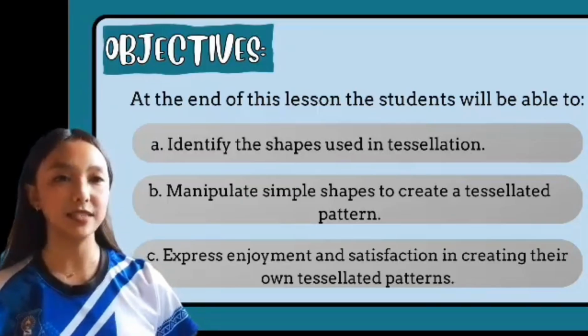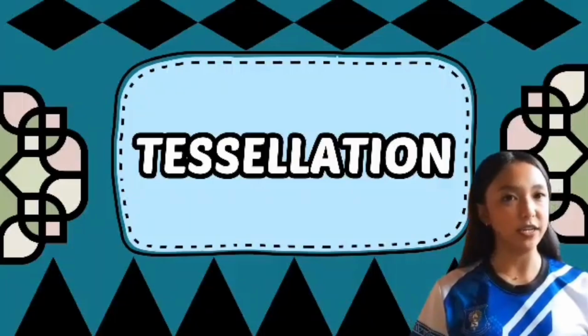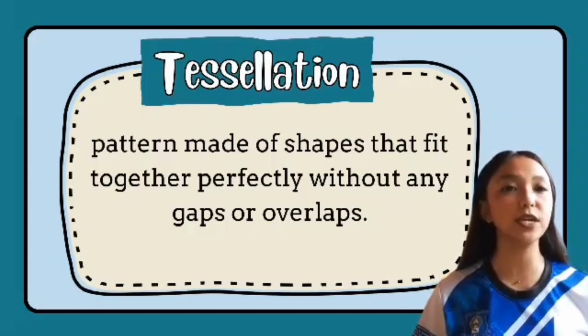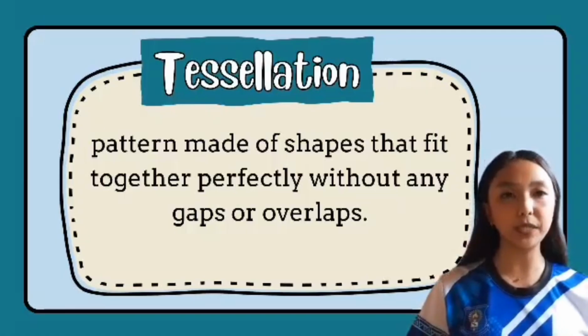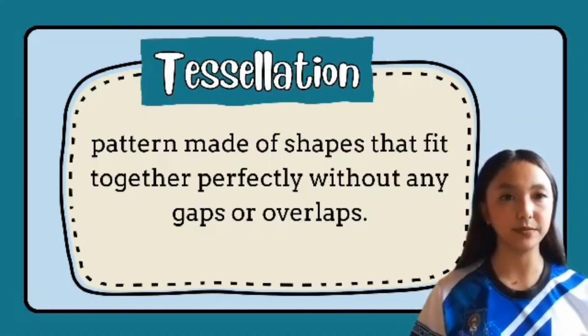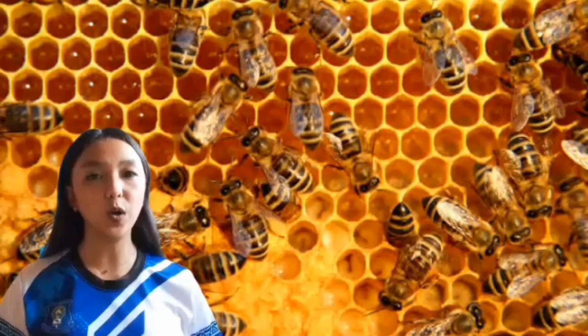Now, let's get started. So what exactly is a tessellation? A tessellation is a pattern made of shapes that fit together perfectly like puzzle pieces without any gaps or overlaps. Look at these examples. The squares on the chessboards, the bricks in a wall, or the hexagons in a honeycomb, they all tessellate.